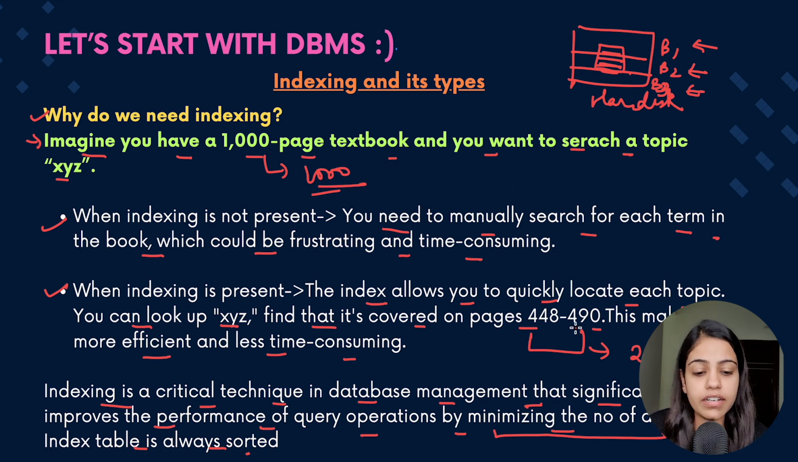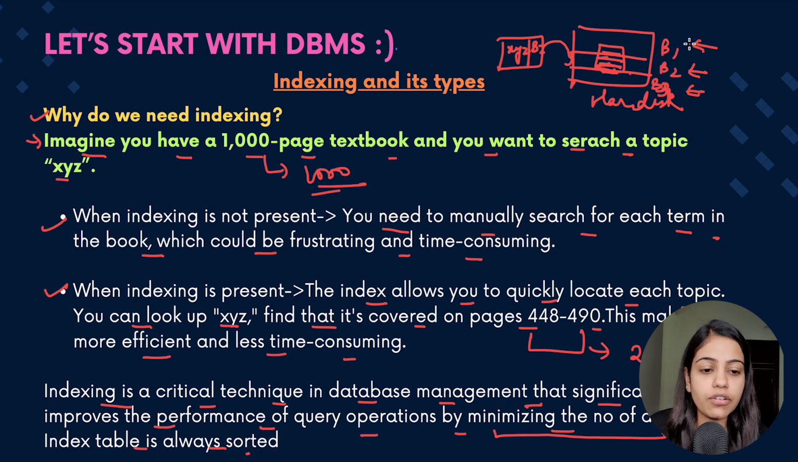Now here you can see that when you have an index, it says that if you want to search for XYZ, it's present in block B2. So you'll directly go to block B2 and search for that particular topic or key. Rather than going to each block one by one, you just need to go to one block. So you can see that it minimizes the number of disk accesses. The number of blocks we are accessing is very much minimized.